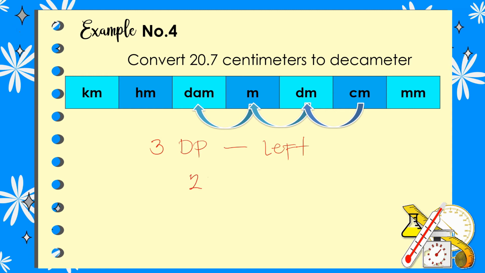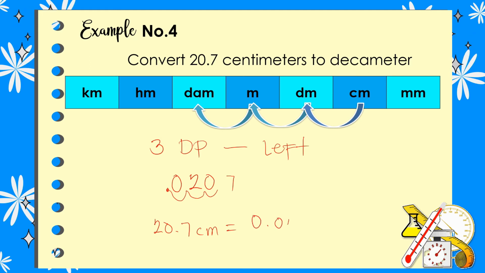So, sulat natin yung given 20.7. So, mag-move tayo to the left. We have 1, 2, 3. 3 units. Mapupunta siya dito. Ayun, nagkaroon na naman tayo ng space. So, ang gagawin natin din sa vacant na yun, lalagyan natin ng placeholder which is 0. So, when you convert 20.7 centimeters to decameter, the answer is 0.0207 decameter. Yan, simple lang siya.